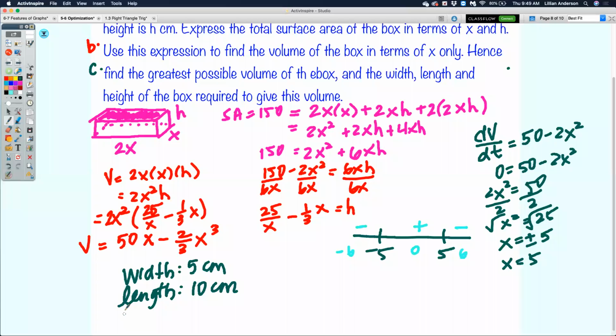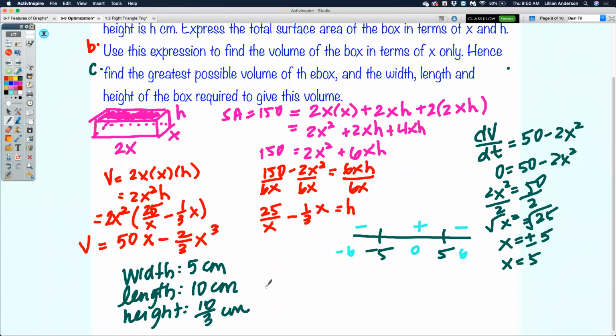Then the height is found by plugging x into the equation that we found for height back over here. Y'all see that? So when I go to plug in 5, that becomes 25 over 5 minus 1/3 times 5. Can somebody give me that value? That would be 10 over 3 centimeters.